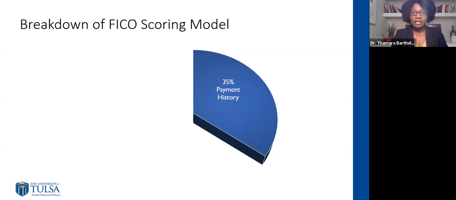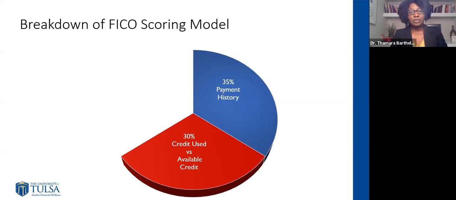So if you have a loan, or if you have a credit card that has not been paid on time, 35% of your score will reflect that. The next component is 30%, which is how much of your credit have you used. So if you have a credit limit of $1,000 and you use 30% of that, anytime you use 30% of your credit limit, your score will automatically drop.